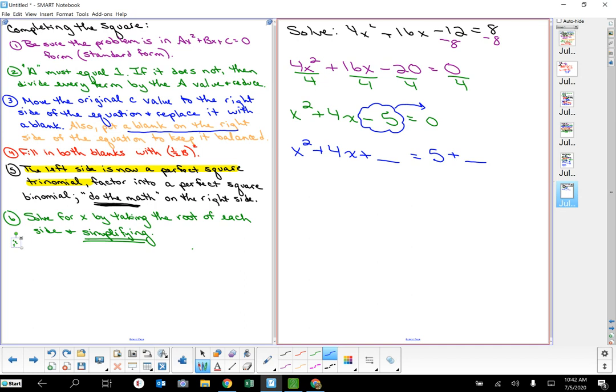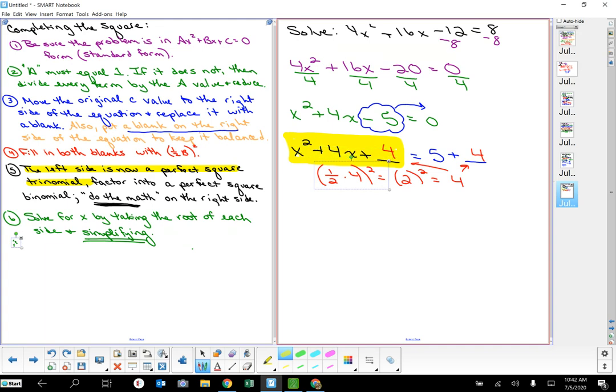Now we're going to number 4, the red step on the other side. Fill in both blanks with 1/2 of b squared. Well, 1/2 of 4 is 2. Squared is 4. And that goes in both of those blanks. Okay, recall that the whole purpose of this is to turn this into a perfect square trinomial, which you have now done.